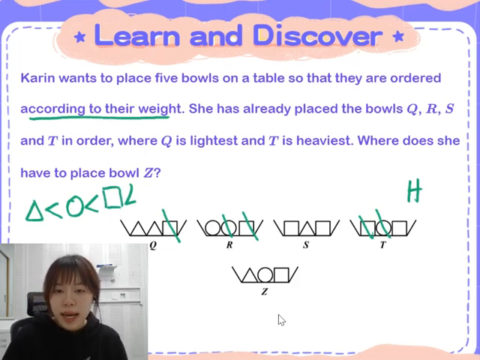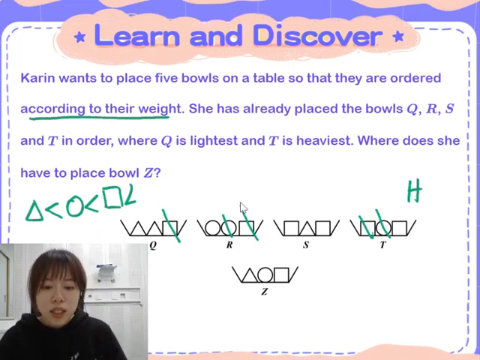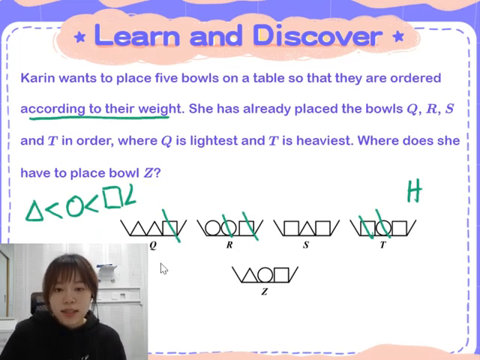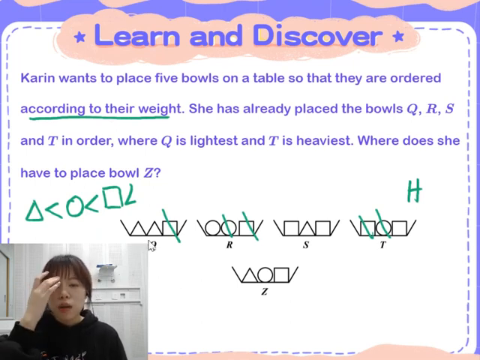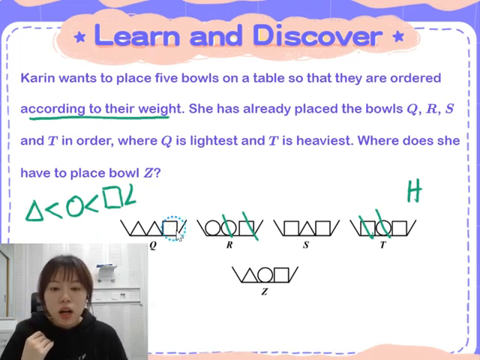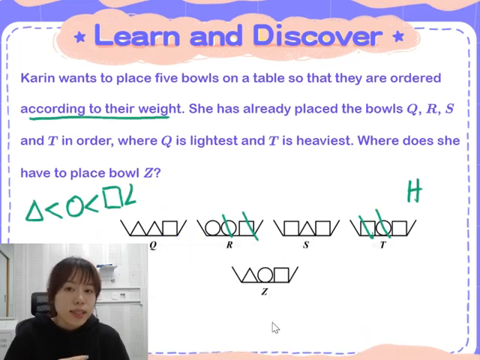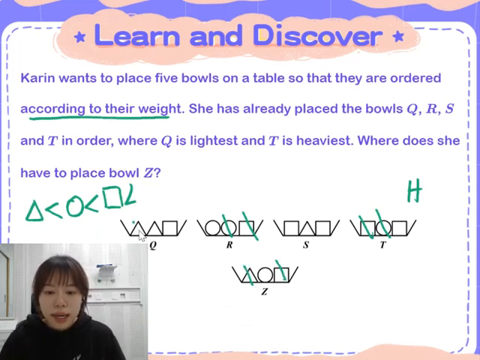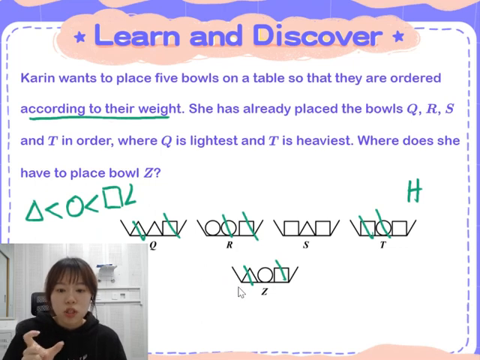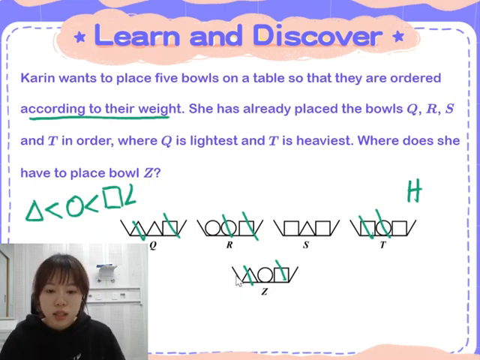And for the ball Z, it has triangle, square, and circle. So now we need to compare one by one to find the correct position. So let's compare with the lightest one, the ball Q. So for the Q, okay, we have two triangles and one square. Do Q and Z have something in common? Yeah, easy. A triangle and square. Then we only need to compare the triangle and the circle. So Z gonna be heavier than Q.